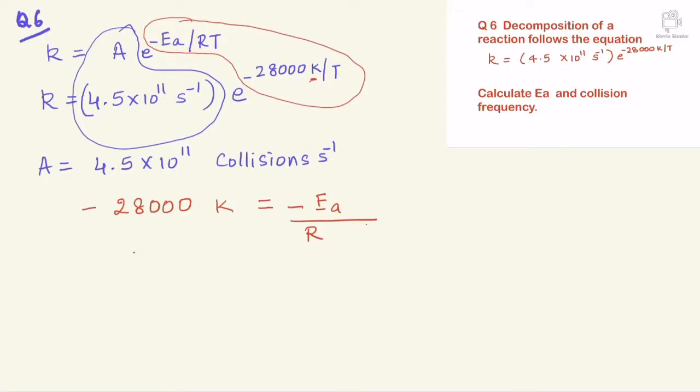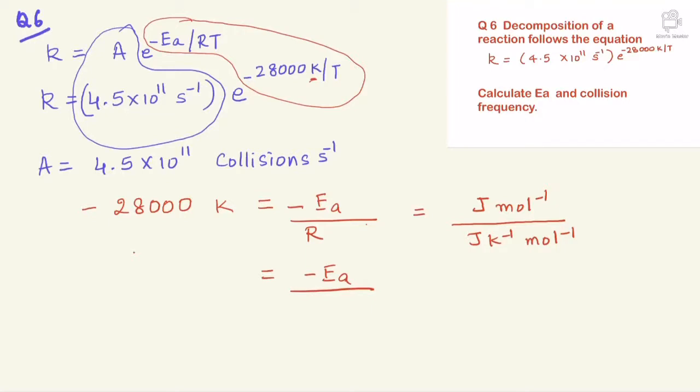If you compare the units, my activation energy is in joule per mole, whereas the value of R is joule per mole per Kelvin, or more appropriately, joule per Kelvin per mole. Yes, absolutely. That is why the value of minus EA by R will be in Kelvin, right over here. So now it's pretty simple. You can just put the value of R and you get the value of EA.